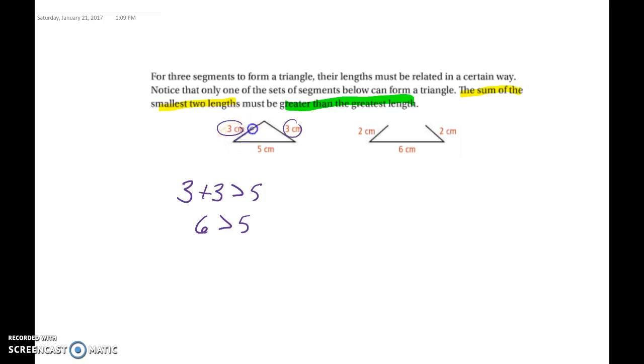That means these two side lengths are long enough to come together to form a triangle, to close it off. Here, our two side lengths are 2 and 2, and 2 plus 2 is not greater than 6, because 4 is not greater than 6. So this tells us that we cannot have a triangle. These two other side lengths are too small to ever come together and touch anywhere to close this triangle.